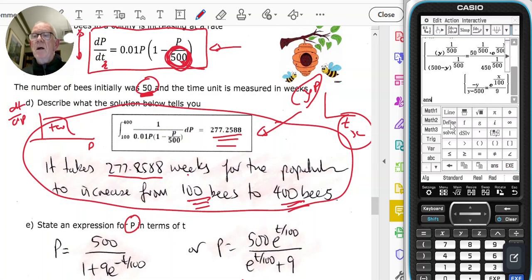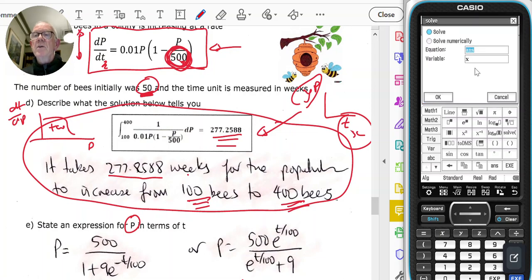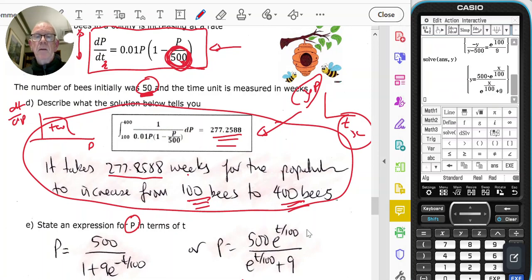So with that answer, I might just try and solve for y. Since I don't have y's locked inside of powers anymore, interactive, advanced, solve for the letter y, and that gave me this expression.